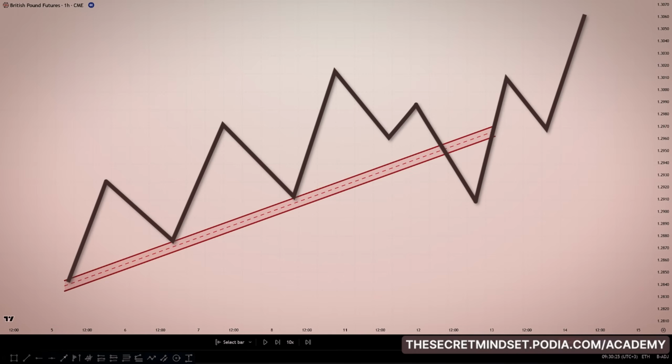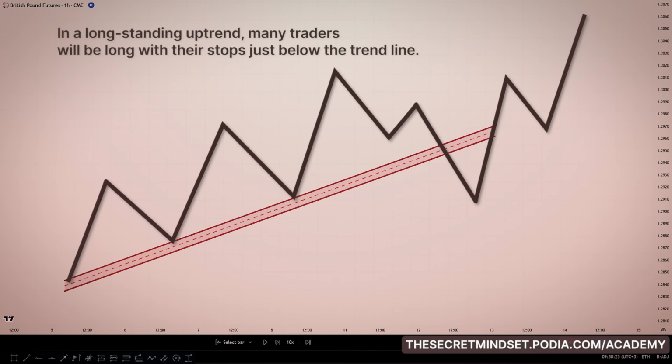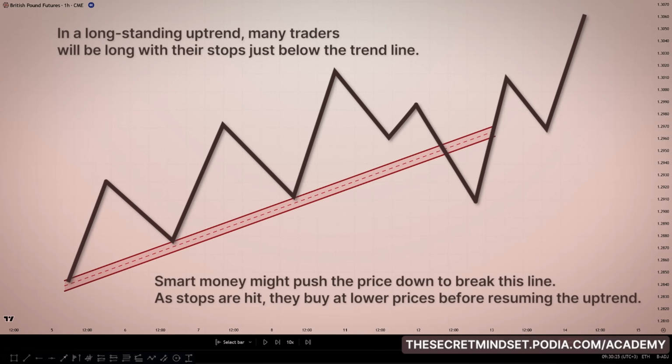For instance, in a long-standing uptrend, many traders will be long, with their stops just below the trend line. Smart money might push the price down to break this line. As stops are hit, more sell orders flood in. Smart money can then step in and buy at lower prices before resuming the uptrend.